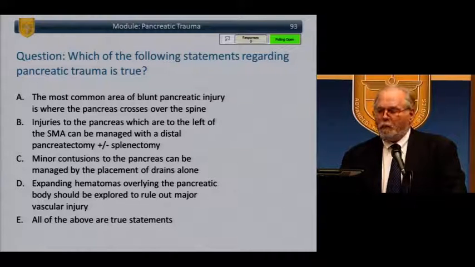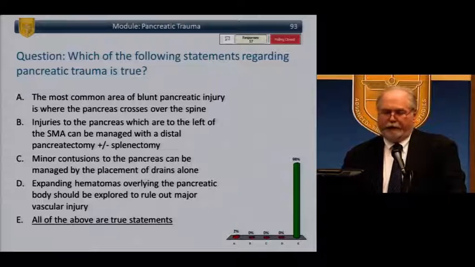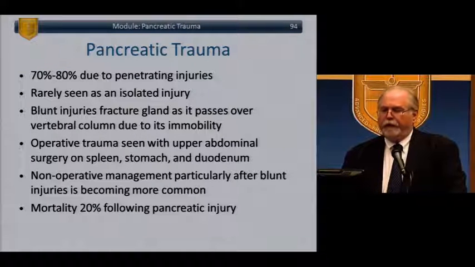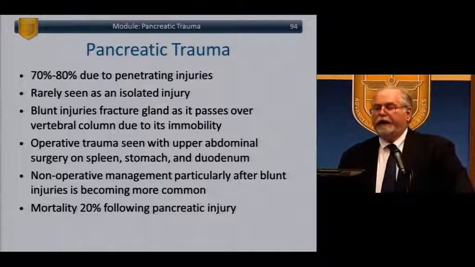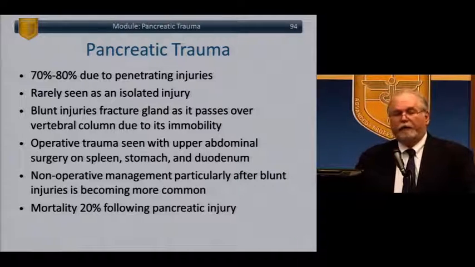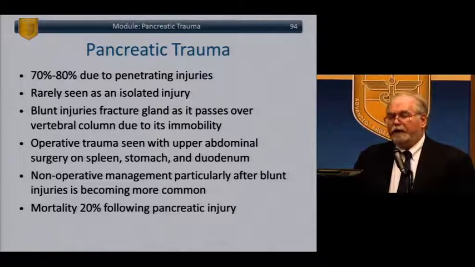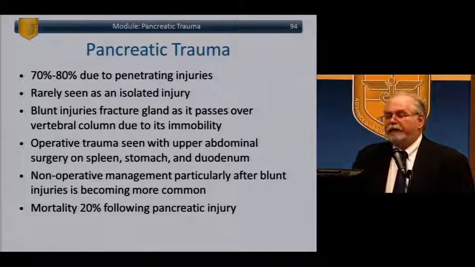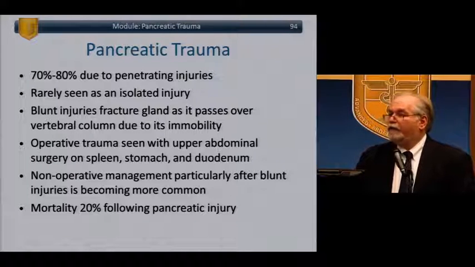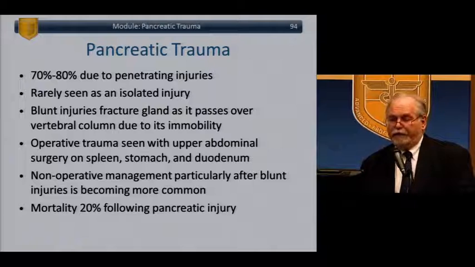Correct. So 70 to 80% of injuries to the pancreas are due to penetrating trauma. Rarely it's an isolated injury. Blunt injuries fracture the gland as it passes over the vertebral column due to its immobility. Operative trauma can be seen with upper abdominal surgery on the spleen, stomach, or duodenum. And non-operative management, particularly after blunt injuries, is becoming more common. The mortality rate of all comers for pancreatic injury is about 20%.